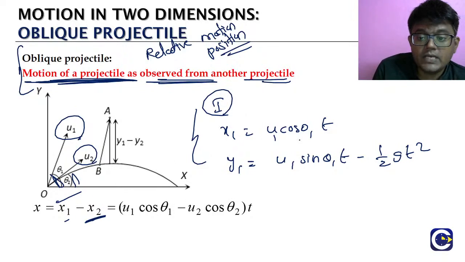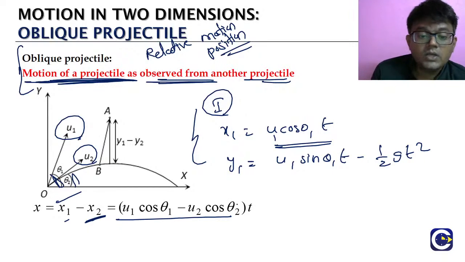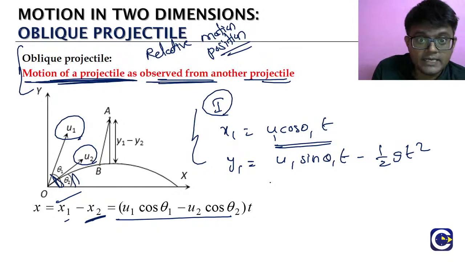So what is the x1 value? u1 cos theta 1 into t. x2 value na u2 cos theta 2 into t. Okay, so x1 minus x2 will be equal to what? u1 cos theta 1 into t minus u2 cos theta 2 into t. Adula the t nama common edutha enna varum? u1 cos theta 1 minus u2 cos theta 2, into t. Okay va?